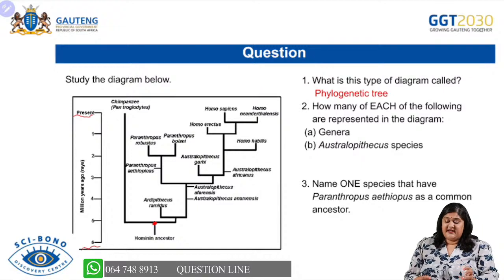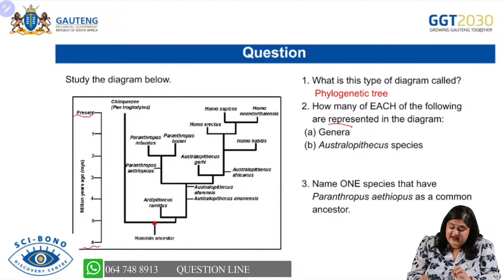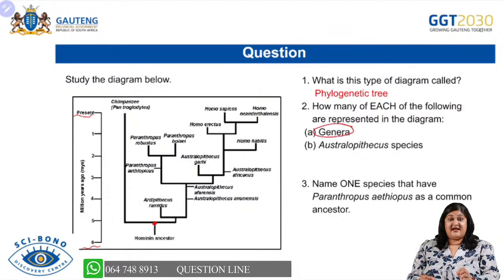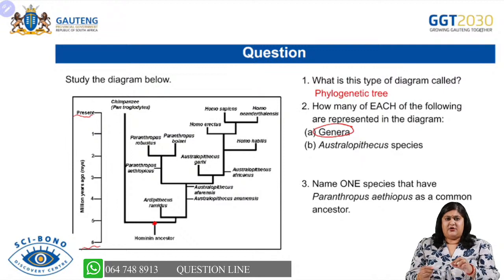How many of each of the following are represented in the diagram? This is the word genera that I asked you to remember. Genera is the plural of genus. Okay? So what you do here is you go to your diagram and you count. You look at the first word in the double word of the scientific name. That is the genus. And you count how many of them are different.